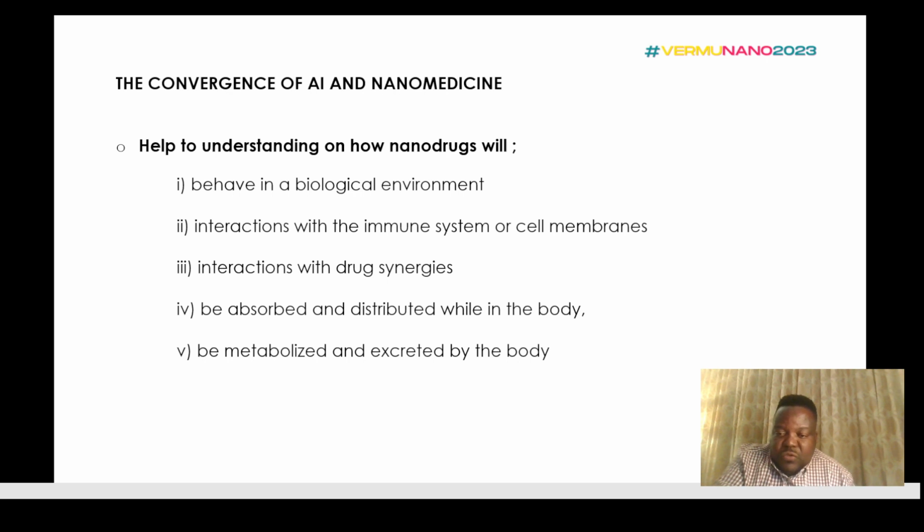It can also help us understand how the drug will be absorbed and distributed in the body, and how the drug will be metabolized and excreted by the body. So this is some of the advantage of using artificial intelligence simulated programs, computer systems. Before you even embark on preclinical and clinical studies, you are able to already have some kind of understanding using this data science.